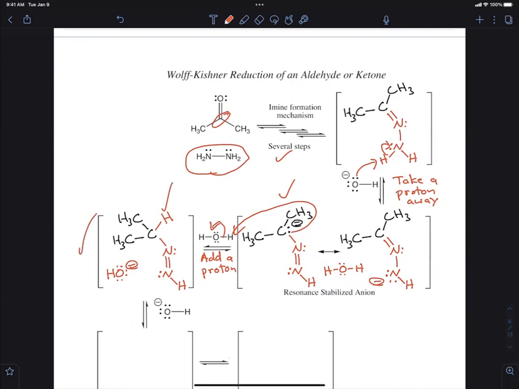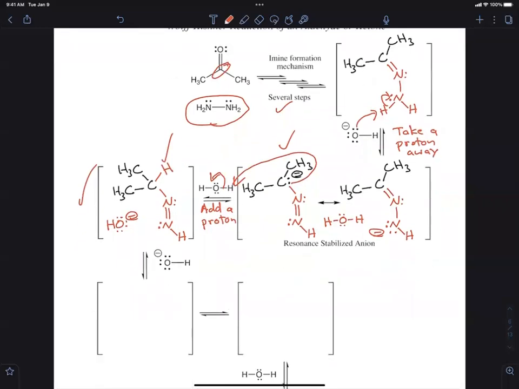And the question is, what's going to happen? Well, the answer is the same thing that happened before for essentially the same reason. But you're going to see there's a big surprise coming in this mechanism. Like I was saying, this is a cool mechanism. So watch what happens. Well, we're going to take another proton away. And when we do that, we generate this intermediate.